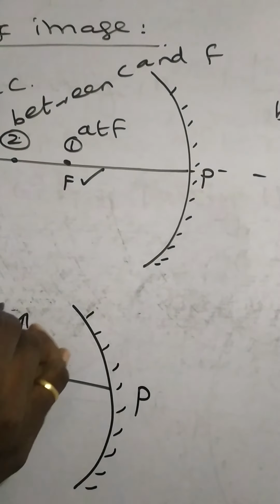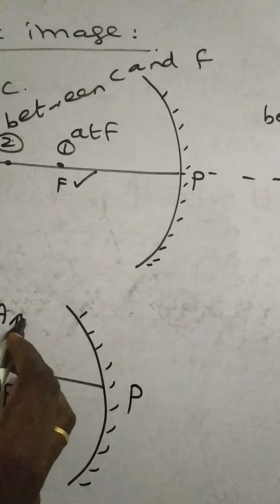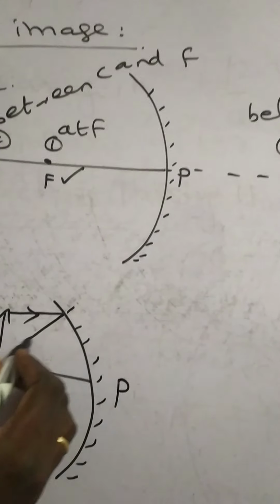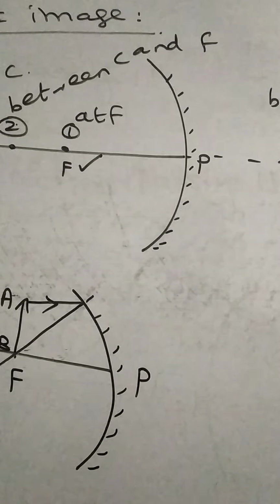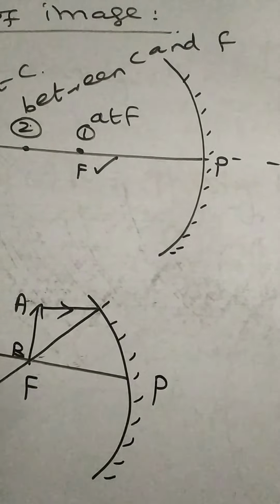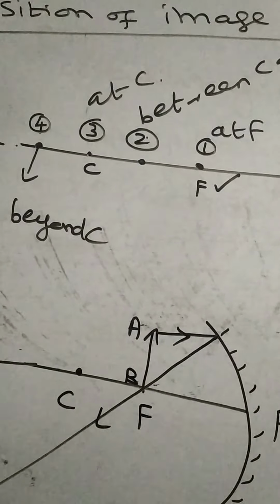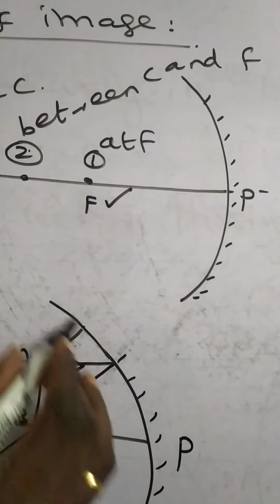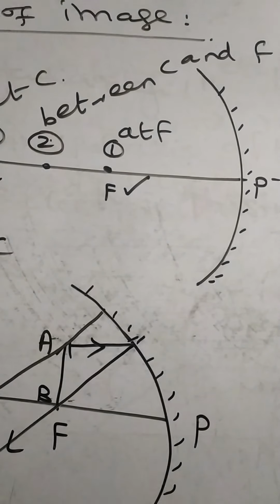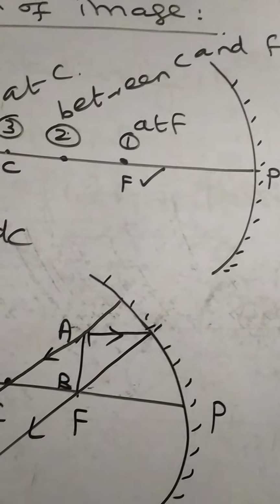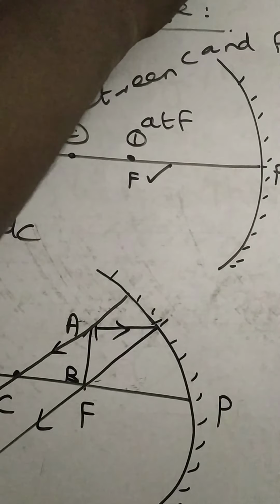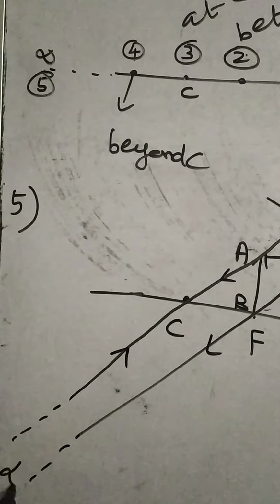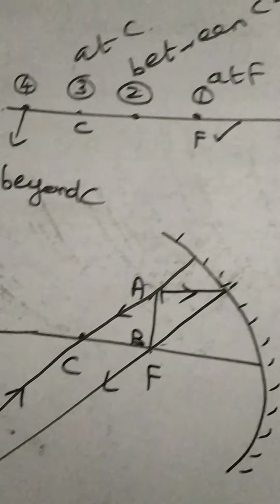So BA is the object height. Rays passing parallel to the principal axis, after the reflection, pass through the focus. Then rays passing towards the center of curvature retrace the path. So when the object is at F, the image becomes infinite.